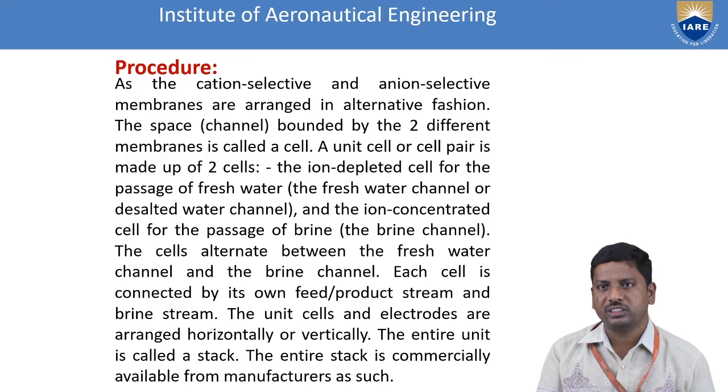What is the procedure involved in electrodialysis? As the cation selective membranes and the anion selective membranes are arranged in alternating positions, the space bounded by the two different membranes is called a cell. A unit cell or cell pair is made up of two cells: the ion depleted cell for the passage of the fresh water, the freshwater or desalted water channel, and the ion concentrated cell for the passage of the brine solution. These cells alternate between the freshwater channel and the brine channel. That means each cell is connected to its own feed or product stream, or the brine stream.